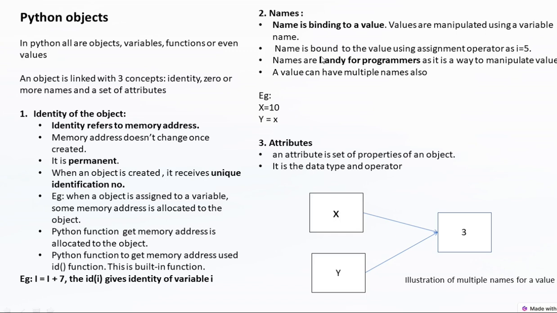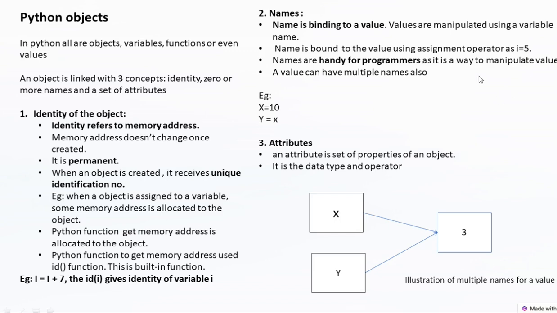Now coming to the name. Name is binding to a value. So values, if you want to manipulate, you have to use that variable name. See, I said i is equal to 5. Now I want to change this value. I have to access it through this variable i. Right? So name is actually bound to the value using the assignment operator, and names are very handy.